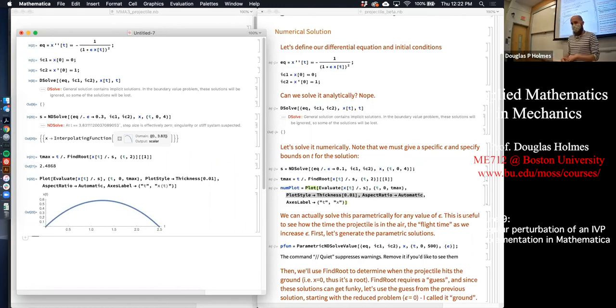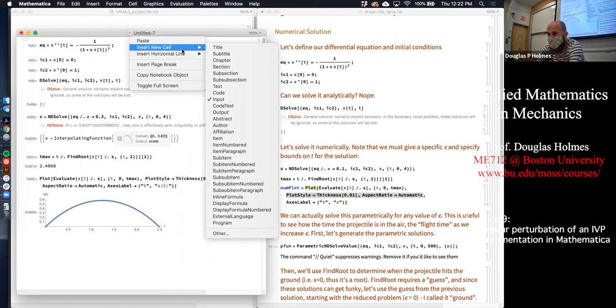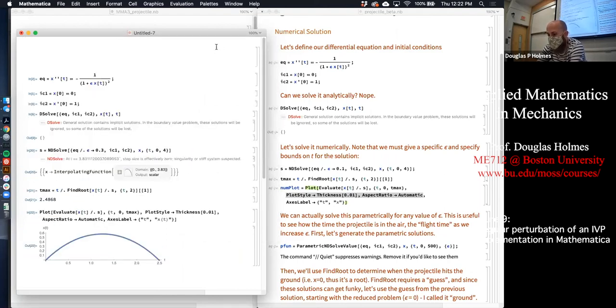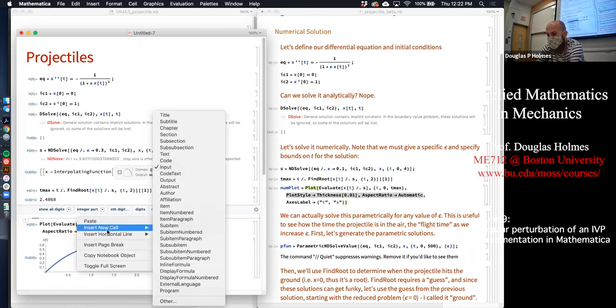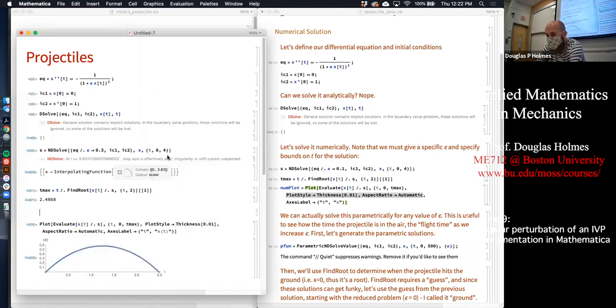Can you add comments in Mathematica? Yeah, absolutely. There's a lot you can add, all sorts of things. I'm going to insert a new cell above it. I'll call it my title cell. And we'll call this Projectiles. This is an extreme version. But then I can add a cell that is a text cell, which says, I'd like to plot this.